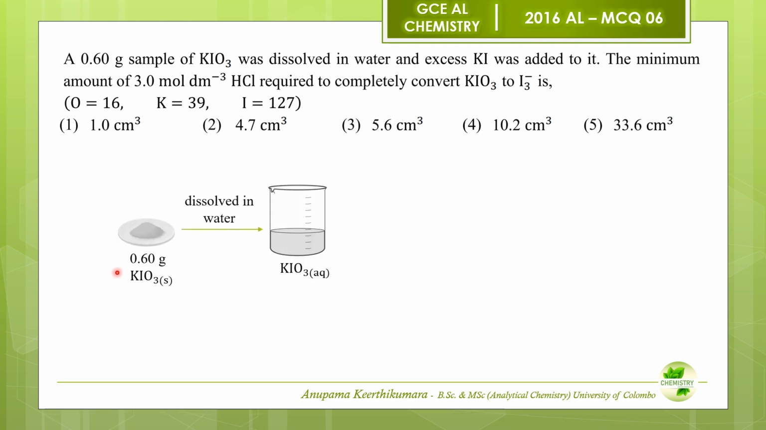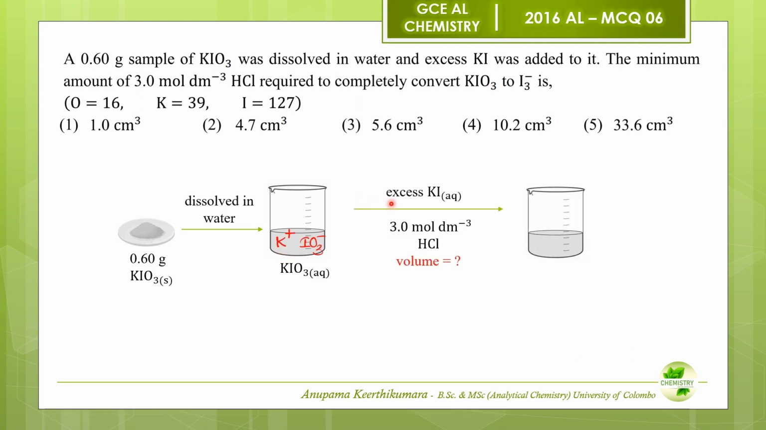At the very beginning, 0.60 grams of solid potassium iodate was dissolved in water to prepare aqueous potassium iodate solution. Potassium iodate is an ionic compound. Therefore, in aqueous solution, potassium iodate completely dissociates into aqueous potassium ions and aqueous iodate ions.